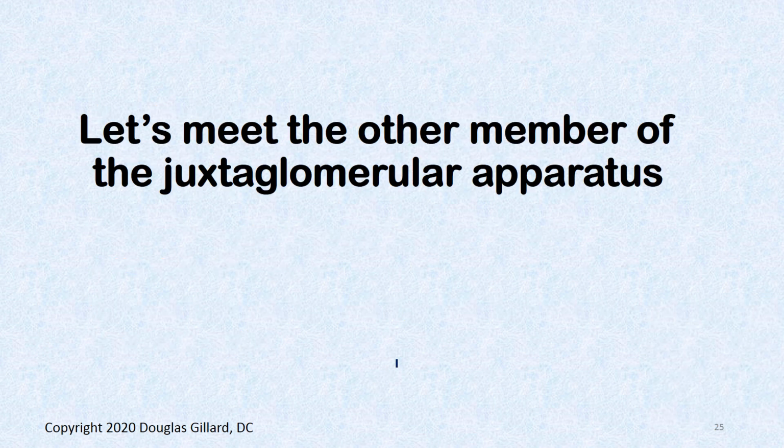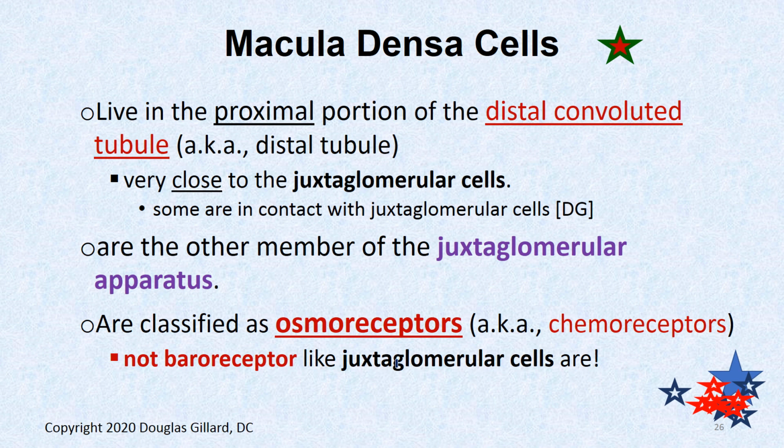Before we get into this COVID thing, let's finish up the juxtaglomerular apparatus. We haven't talked about the macula densa cells yet. Remember, they live in the proximal portion of the distal convoluted tubule, aka the distal tubule. They are very close to the juxtaglomerular cells, as I showed you already. They are the second member of the juxtaglomerular apparatus. Who is the first member of the juxtaglomerular apparatus?